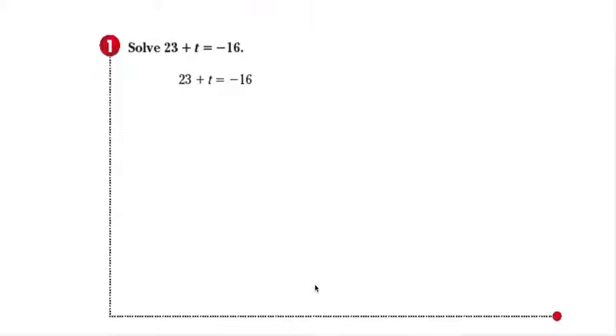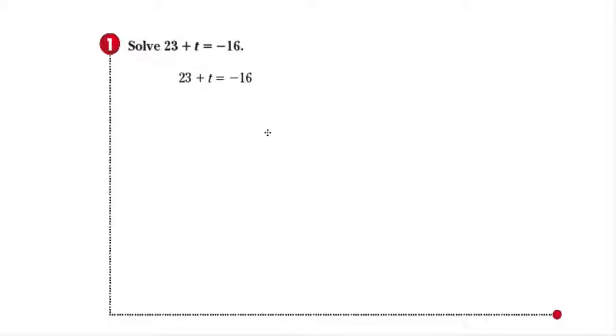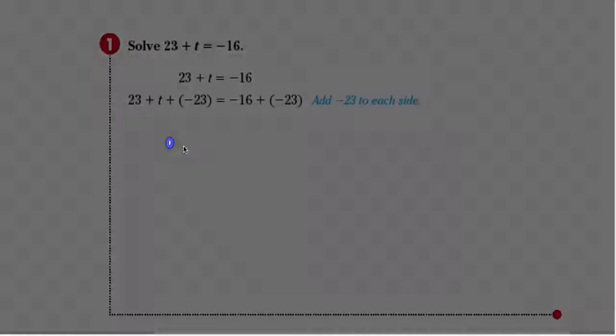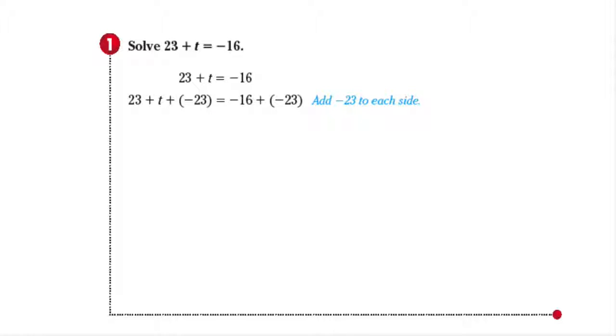So we want to solve 23 plus t equals negative 16. First thing you need to do is copy 23 plus t equals negative 16. Then we want to solve for t, meaning we need to isolate t with the coefficient of t being 1 only. So we add negative 23 to both sides to undo 23. Now we have negative 16 plus negative 23, because 23 plus negative 23 will result in 0. So that goes away, and you end up with t.